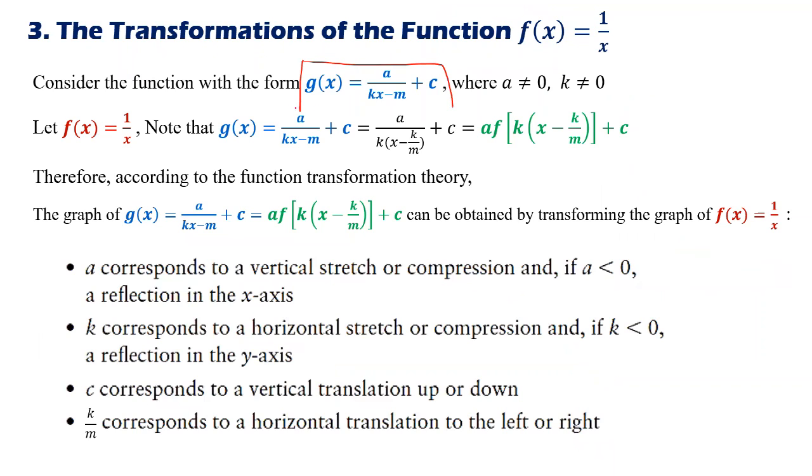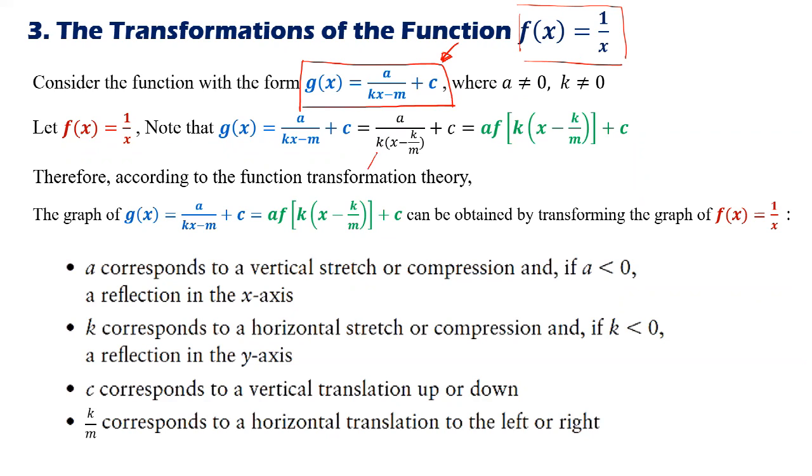g(x) equals a over kx minus m plus c. a, k, m, c are all constants, where a is not 0 and k is not 0, right? So at first glance, probably this function can be transformed from the function f(x) equals 1 over x, right? So let's have a look at how we can do this. So this time, let f(x) be 1 over x. Note that g(x) can be rewritten in this way, right?